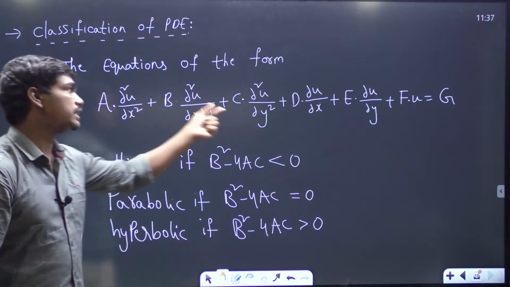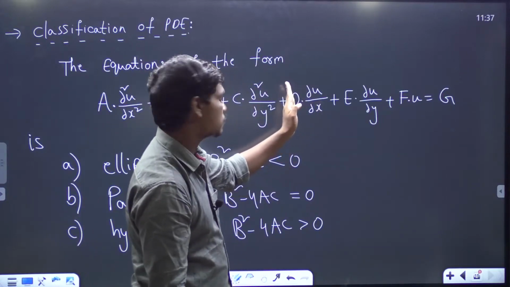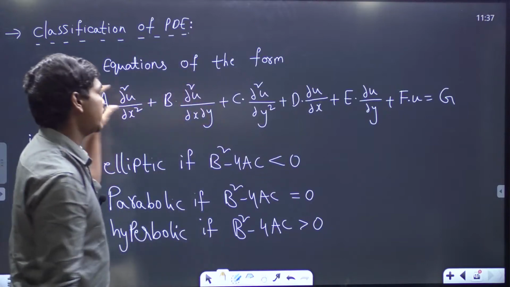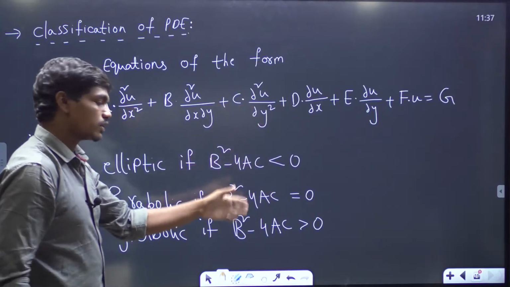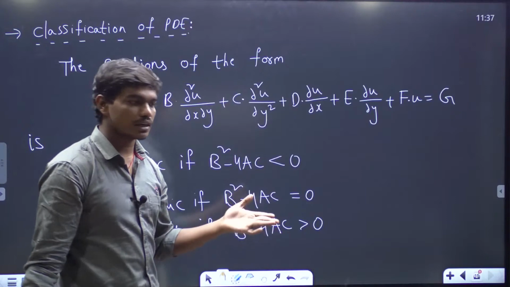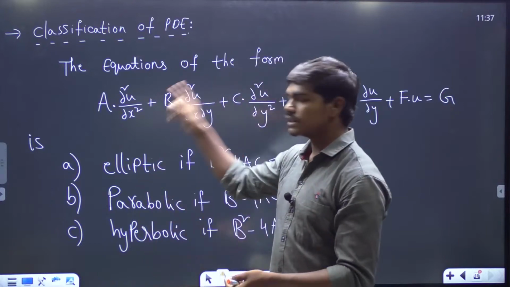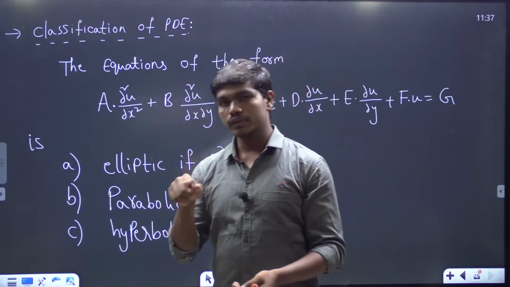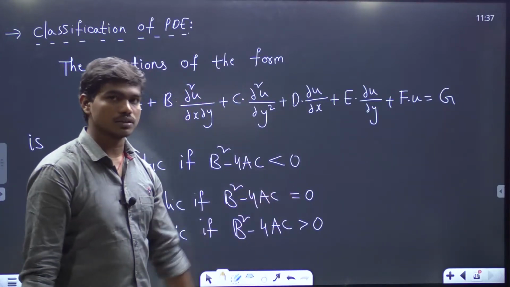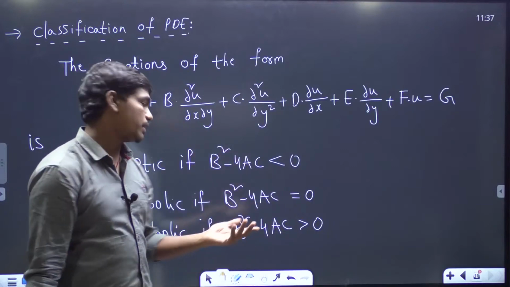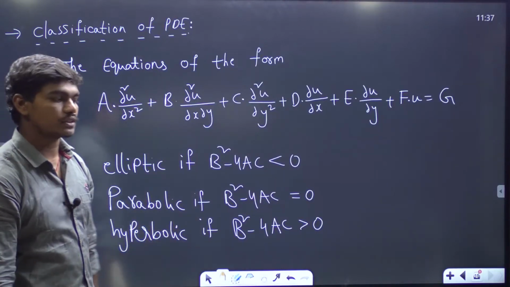So if you know these A, B, C values, it doesn't matter what the other terms are. Depending on these conditions, you will tell whether the equation is elliptic, parabolic, or hyperbolic. Why are these names elliptic, parabolic, hyperbolic given? If you go into a little depth, if you form the solution of a partial differential equation and plot the curves, you will get some shape. These are the names given to the curves that appear when you plot the solutions of the partial differential equations.